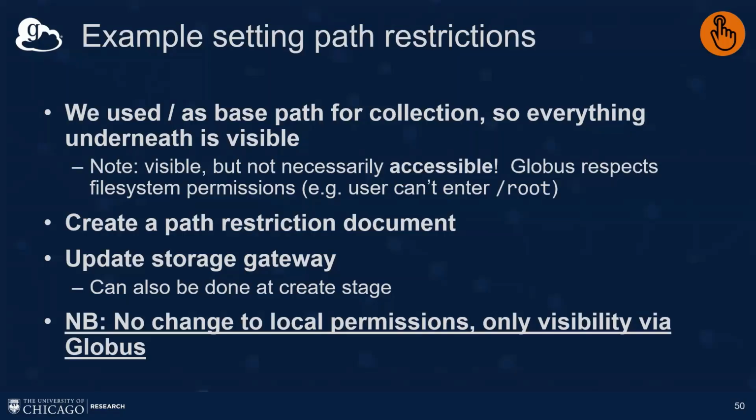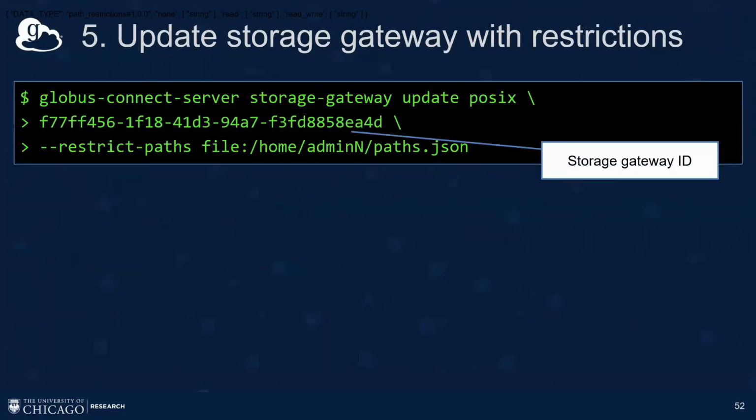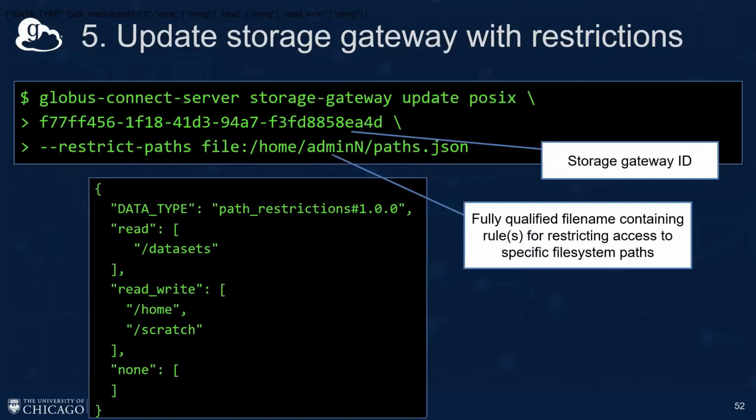And again, this is all an overlay that's stored in Globus. You don't change the read, write, execute bits on the file system. So here is an example. Storage gateway ID, give it a file. Again, it's a transient file. It only lives just to be read.